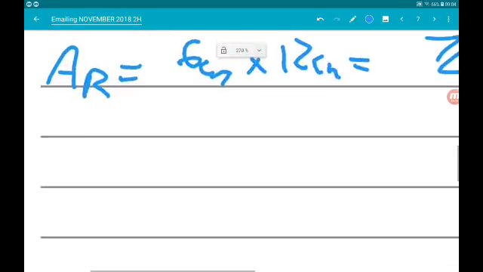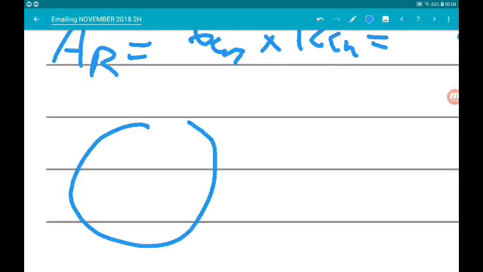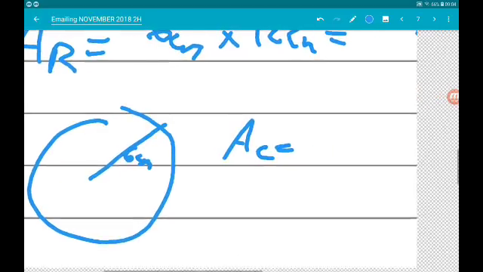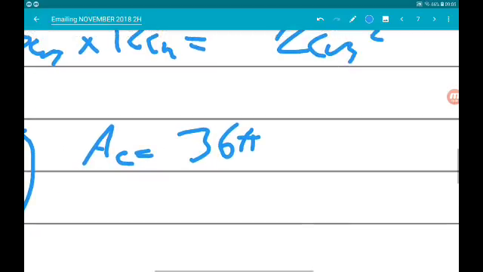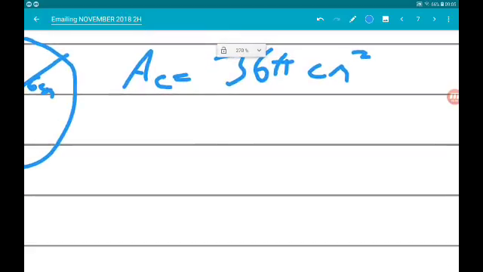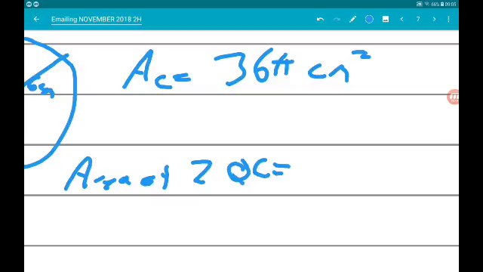So, for a whole circle with radius 6, the area is pi times 6 squared, 36 pi centimeters squared. So the area of the 2 chord circles is half of 36 pi. So it's 18 pi centimeters squared.